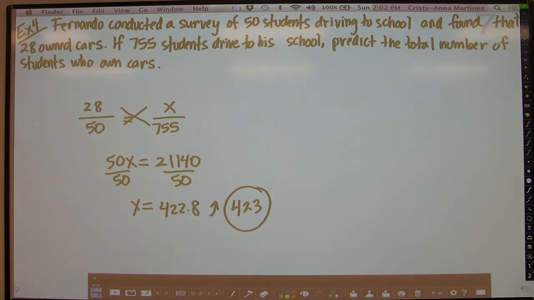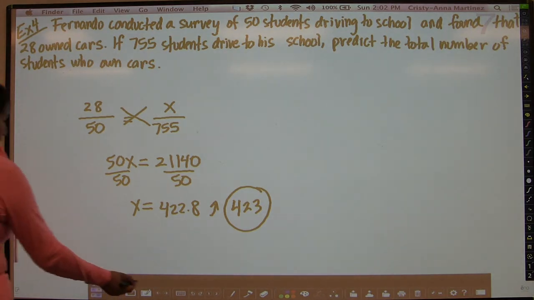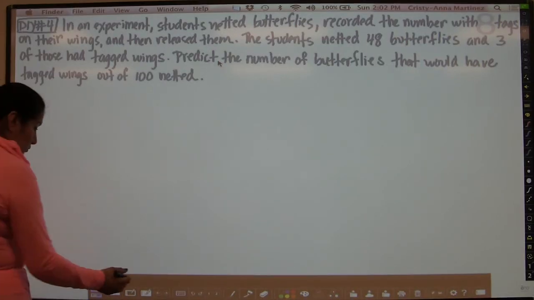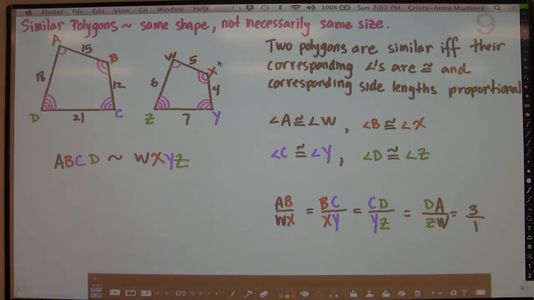So we're going to have you now do something similar with this example here. This is a biology experiment here. And then we're going to actually move on. That kind of pretty much concludes 7.1. And then we're going to go on to 7.2 and see how these proportions can help us with similar polygons.